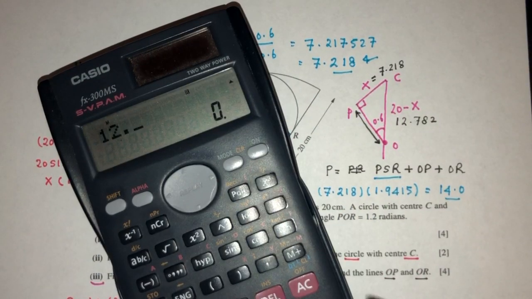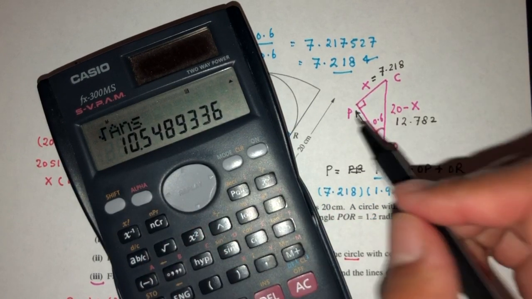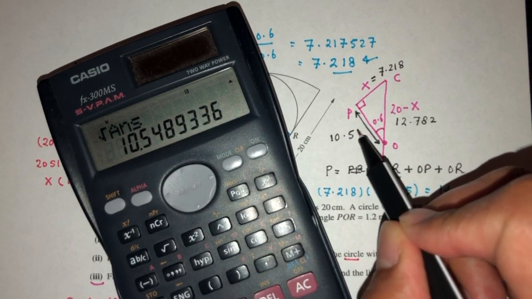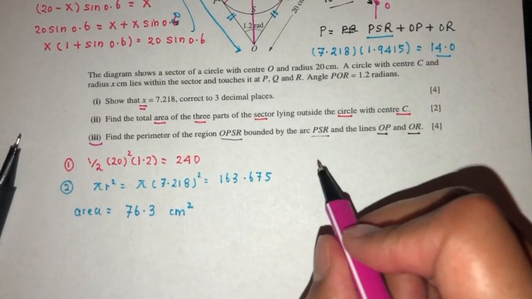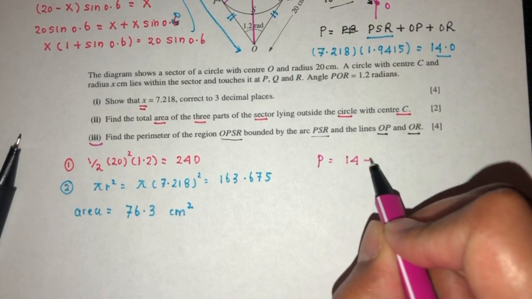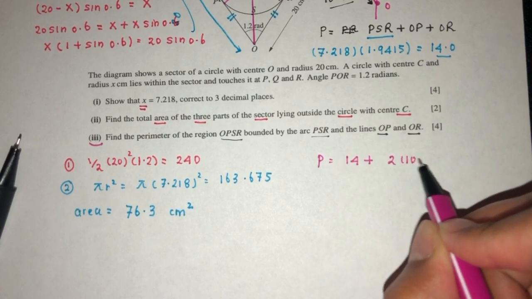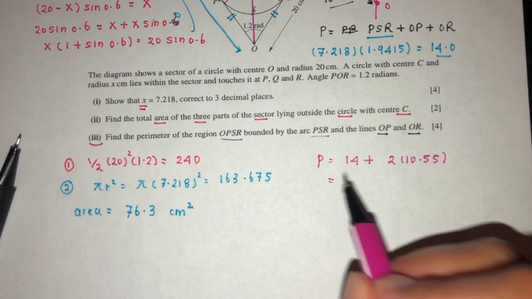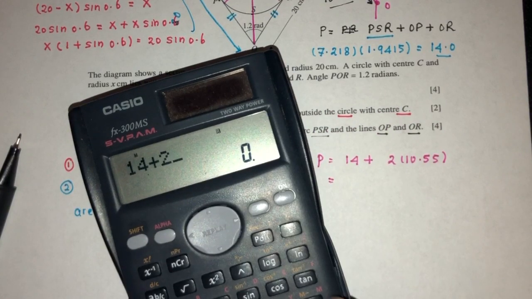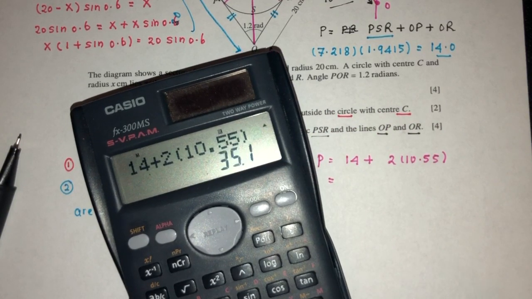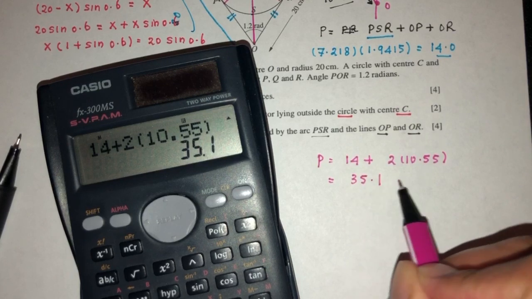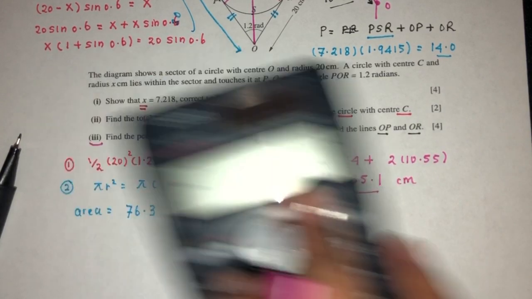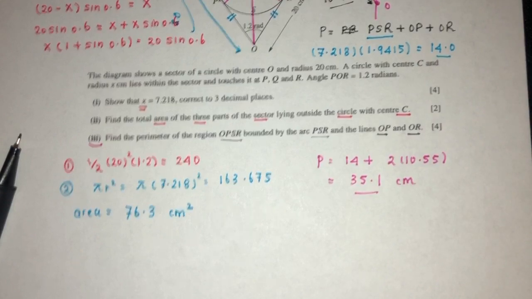So 12.782 squared minus 7.218 squared. Square root of that, that should be 10.55, which is the value of this. So finally the perimeter should be what? 14, plus 2 times 10.55, because we understand that OP and OR are the same, so we can just do 2 times this. 14 plus 2 times 10.55, that should be 35.1 centimeters for the perimeter of that shape OPSR. And that will be part 3 of your question.